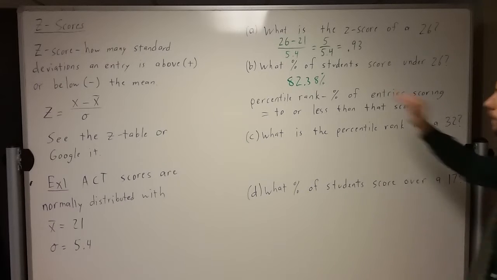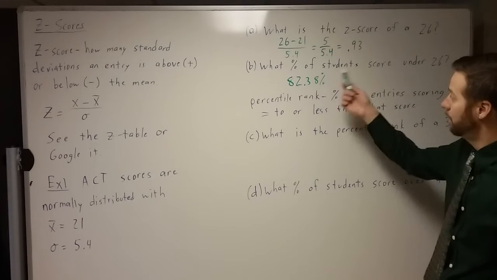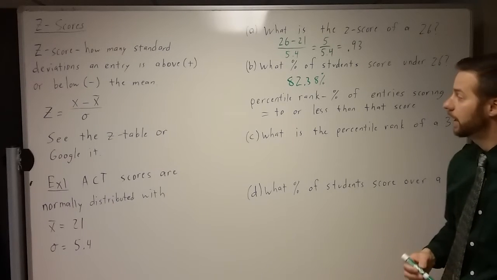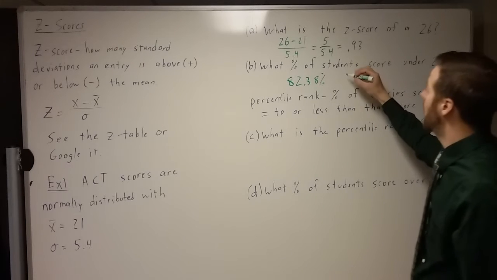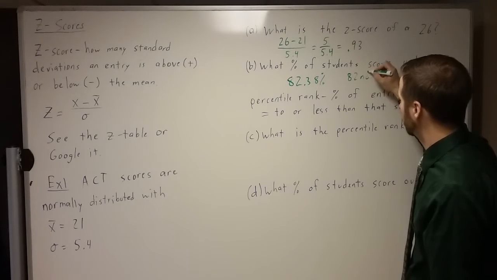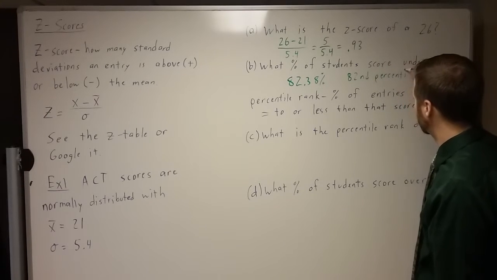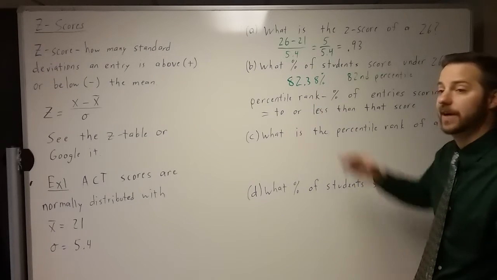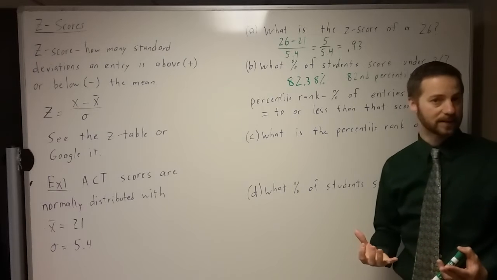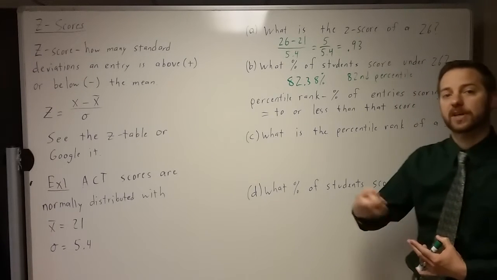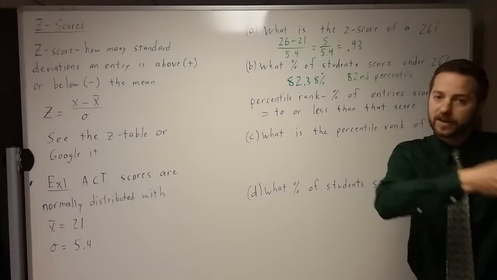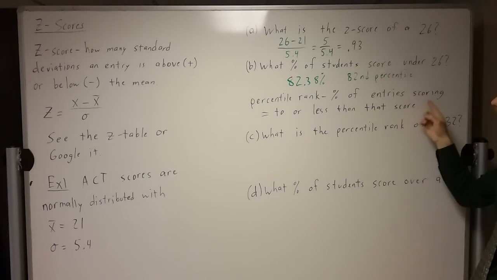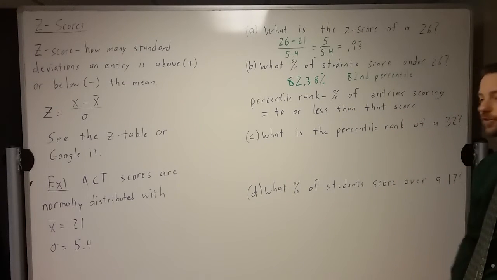Now what this 82.38% means is that percent of students score under that. Another name for that is the percentile ranking. And so if you scored a 26 on the ACT, that puts you in the 82nd percentile, you could say, because you're at the score where 82% of students are scoring equal or less than you. And that's what percentile rank means. You've probably seen this reported if you've taken the ACT already and got those results. They give you a percentile ranking, and they also give you a composite one and one for each section, like the math and the reading and the science and so on. So percentile rank is just the percent of entries scoring equal to or less than that score.